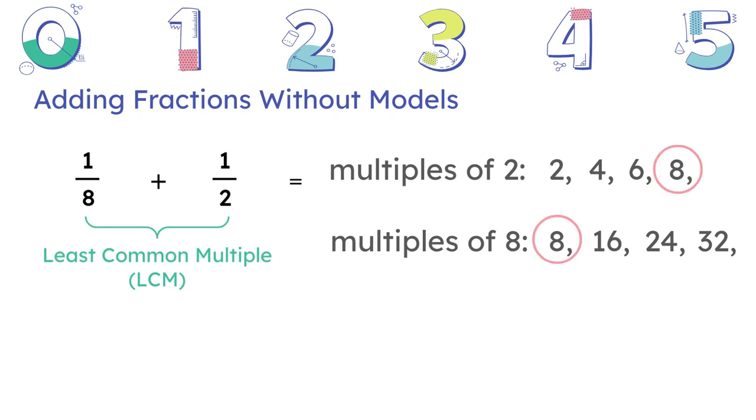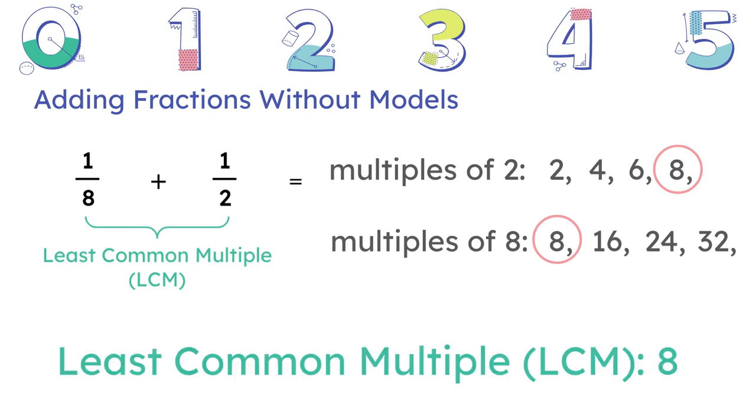8 is the only number common to both these lists, and it is also the least number common to both of these lists as well. That makes it our least common multiple, or LCM.